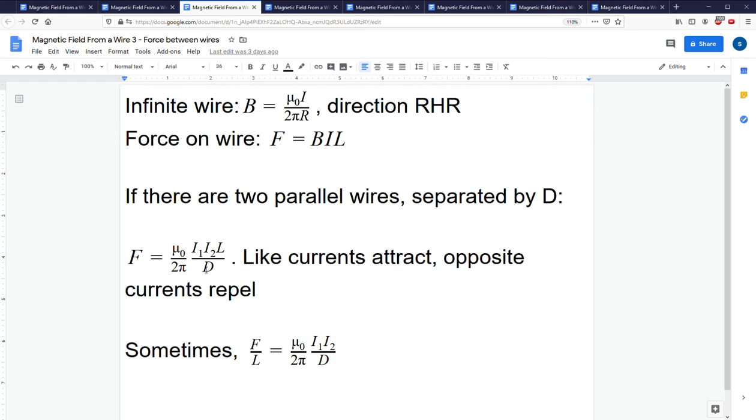Now, the direction of this force will either be attractive or repulsive. If the two currents are going in the same direction, then it is an attractive force. If they are going in opposite directions, it is a repulsive force.